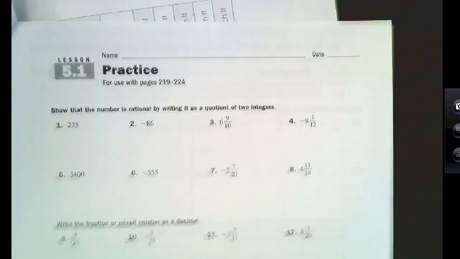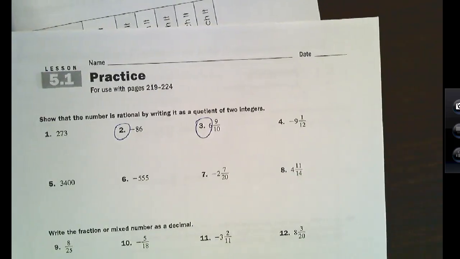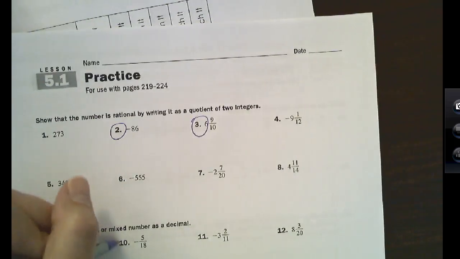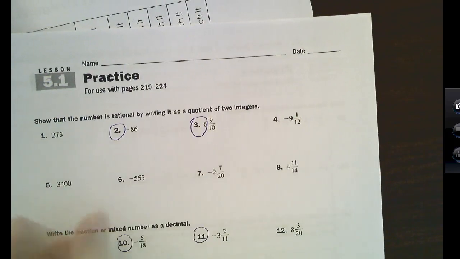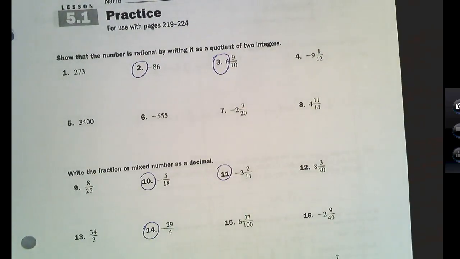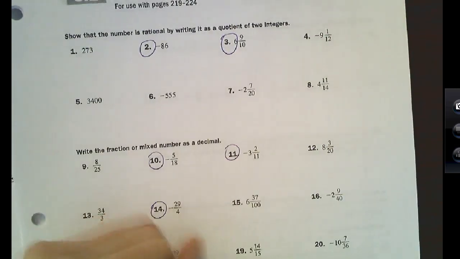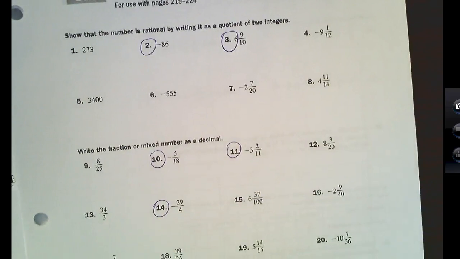I like it. All right, flip to your 5-1 worksheet. Yep, always simplify. I need you to do 2 and 3, 10, 11, 14. So 5-1 worksheet, 2, 3, 10, 11, 14. There's more. 21, 22, 23, and 24.